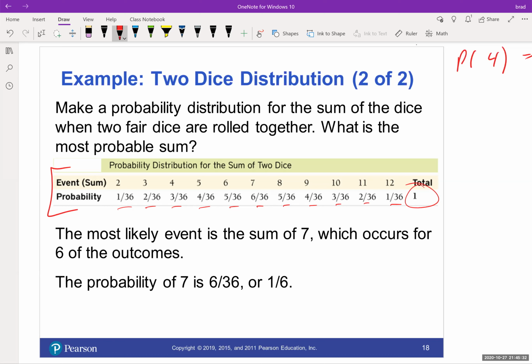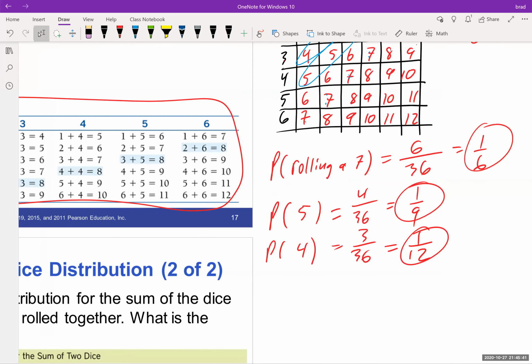So the most likely event is the sum of 7, which occurs for 6 of the outcomes. The probability of 7 is 6 out of 36, which is 1/6. And that's what we got right here. Okay.